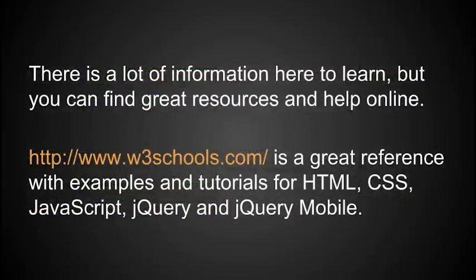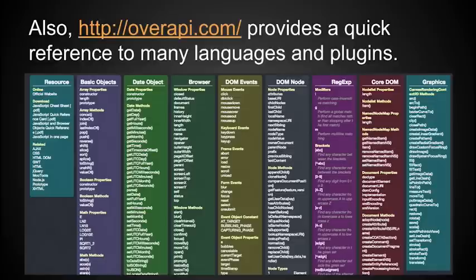I know there's a lot of information we've covered here, but you can find great resources and help online. A good reference is w3schools.com. They have lots of tutorials and examples and reference sites, so you can look up particular commands or functions for JavaScript, jQuery, or jQuery Mobile. Another nice site is Over API. This is an example of the JavaScript reference with all the different functions and objects that are built into JavaScript.